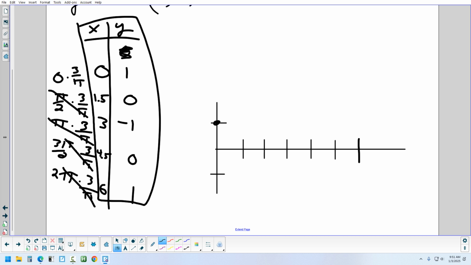So 0, 1. 1.5, 0. 3, negative 1. 4.5, 0. 6, 1. No labels needed at all because I'm going by 1s on the x, 1s on the y. So again, what looked like could have been kind of a bad problem, it actually makes the table very nice numbers.